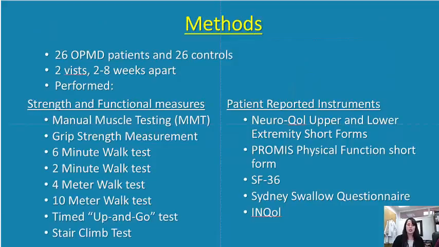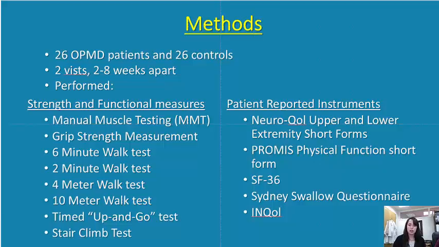For our methods, we matched 26 OPMD patients with 26 control participants. Each participant completed a series of strength and functional measures and a series of patient-reported instruments about physical function and mobility. OPMD participants also returned for a second visit 2 to 8 weeks later, where they repeated each test in order to assess retest reliability. The strength and functional measures used are listed here.